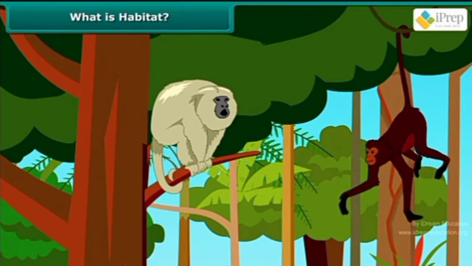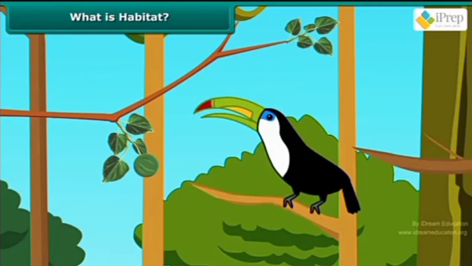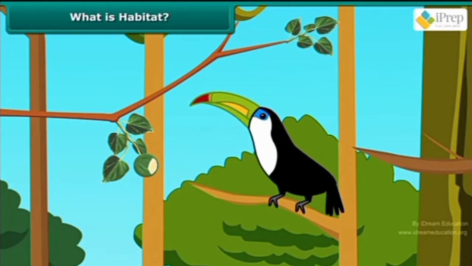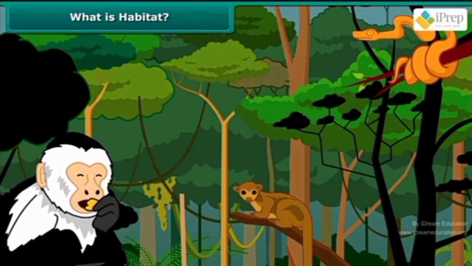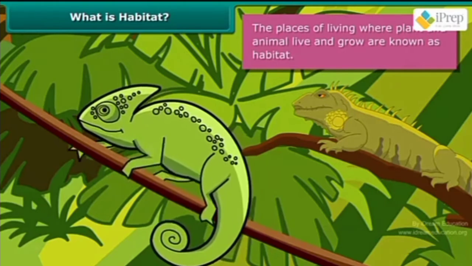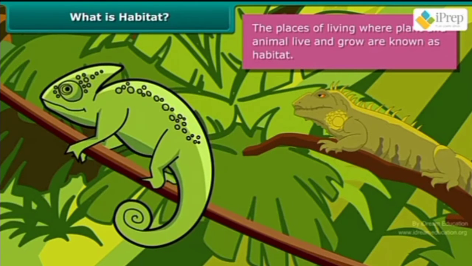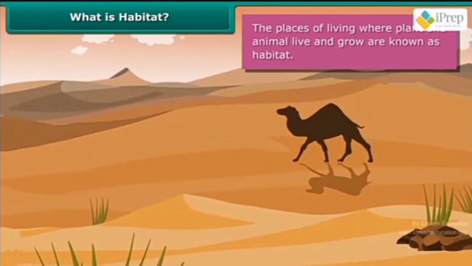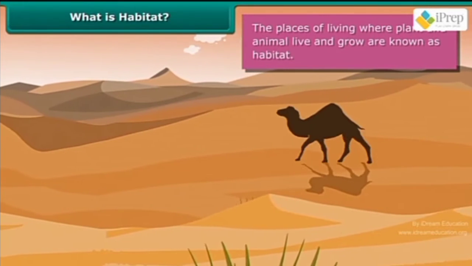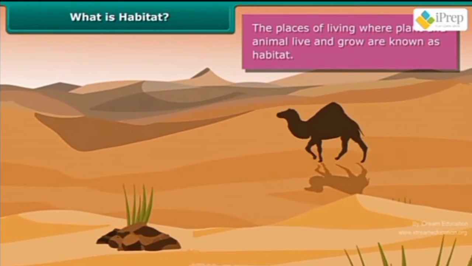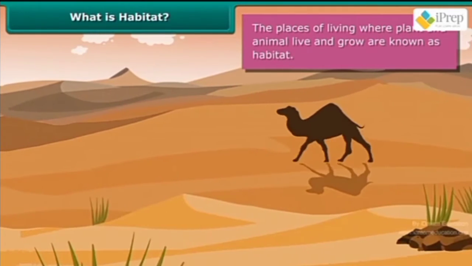Every organism requires some place where its basic necessities like food, water, and shelter can be met. This place of living where plants and animals live and grow is known as habitat. All living organisms should adapt themselves to their habitat to thrive and survive in the surroundings.